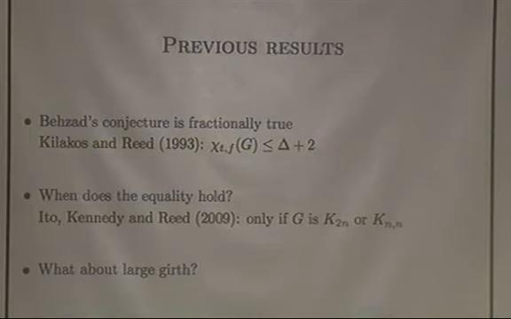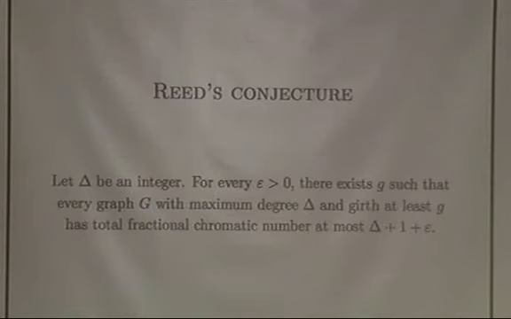And we were also interested in which graphs equality holds, and we managed to prove that if equality holds and the graph is connected, then it's either a complete graph on an even number of vertices, or it's a complete bipartite graph where the two parts of the graph have the same sizes. And for all other graphs, the total fractional chromatic number is strictly less than the maximum degree plus 2 for all other connected graphs. So motivated by this result, Reed asked what we can say about graphs with large girth, and he made the following conjecture.